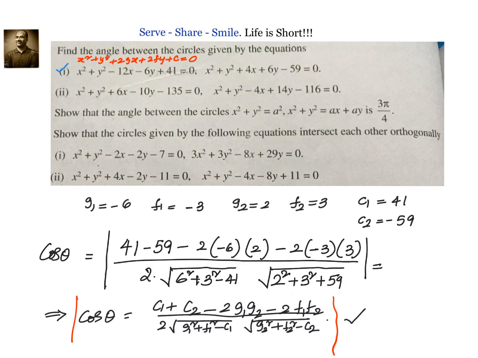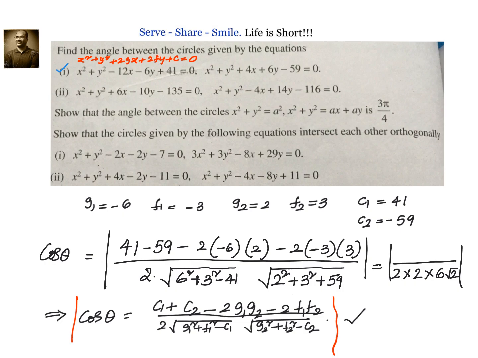Let us simplify this. What we will have? First let me go to denominator. In the denominator I can see 2 into 6 square is 36, 36 plus 9 is 45, 45 minus 41 is 4, so that is square root of 4 is 2, and 4 plus 9 is 13, 13 plus 59 is 72, square root is 6 root 2, that is root 72.